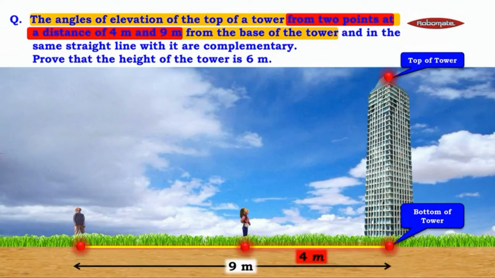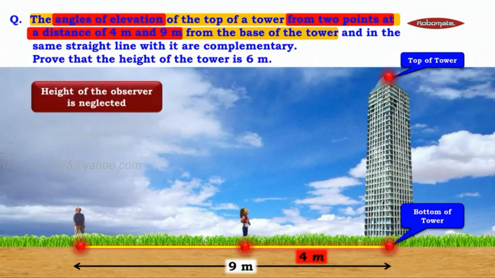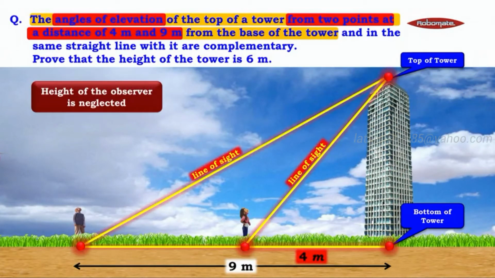From here, the angle of elevation is made, but there is no height of the observer given. That means the height of the observer is to be neglected. The angles of elevation are made. That means from the first point, there is a line of sight to the top of the tower. So there is the first angle of elevation. From the next point, there is another line of sight. So there is another angle made. So 2 angles of elevation are made, right?